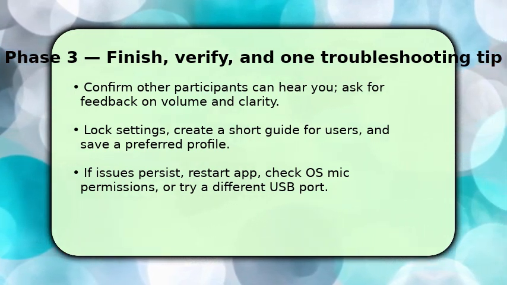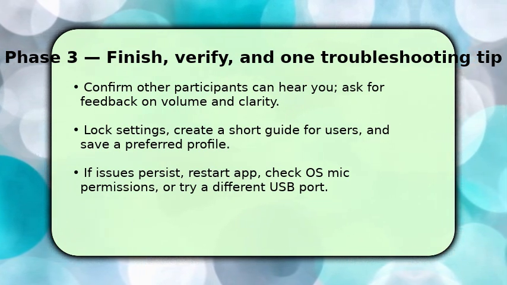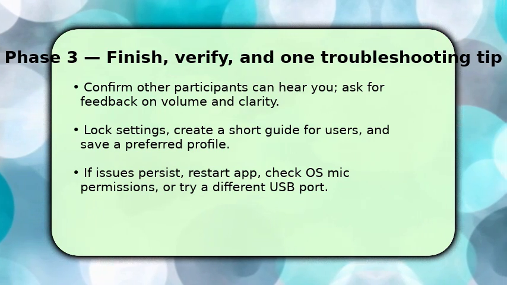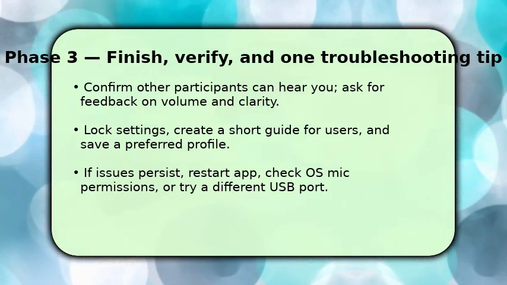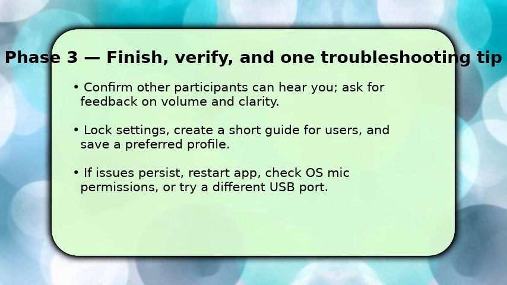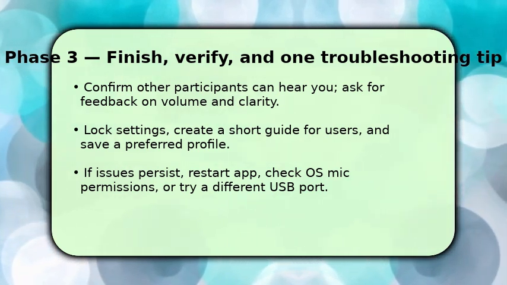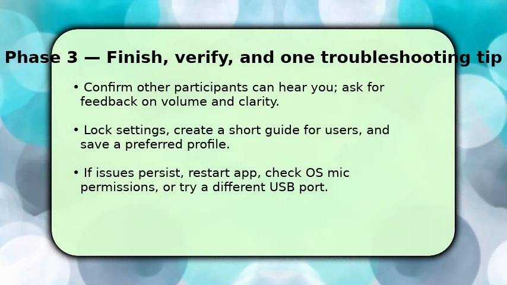If something goes wrong, follow a clear troubleshooting path. Restart the app, reboot your computer, check operating system microphone permissions, and try another USB port or cable. If that still fails, swap hardware briefly to isolate a faulty mic. This isolates software versus hardware causes.